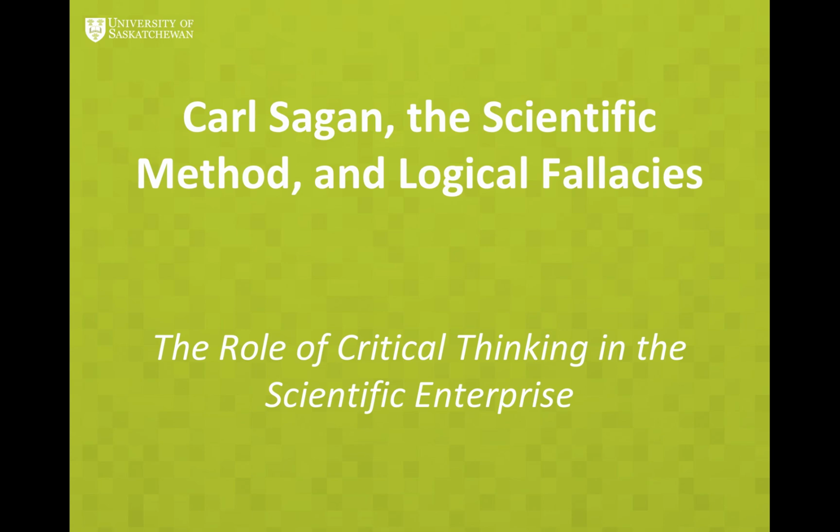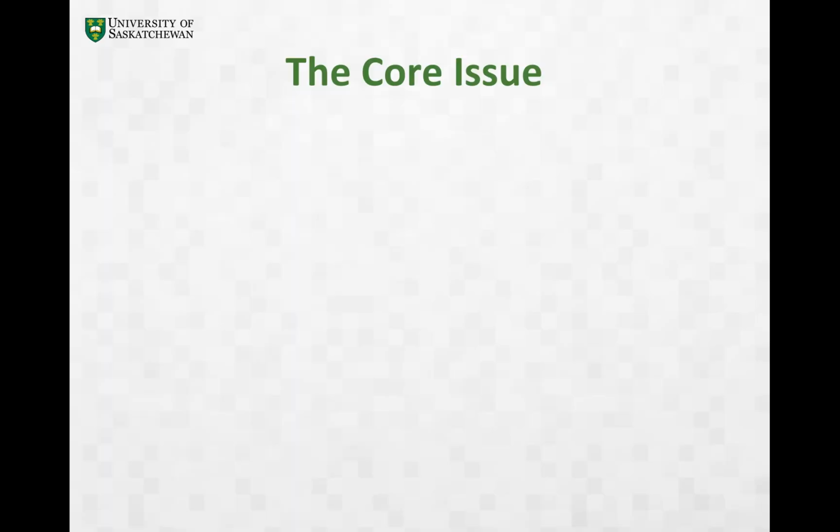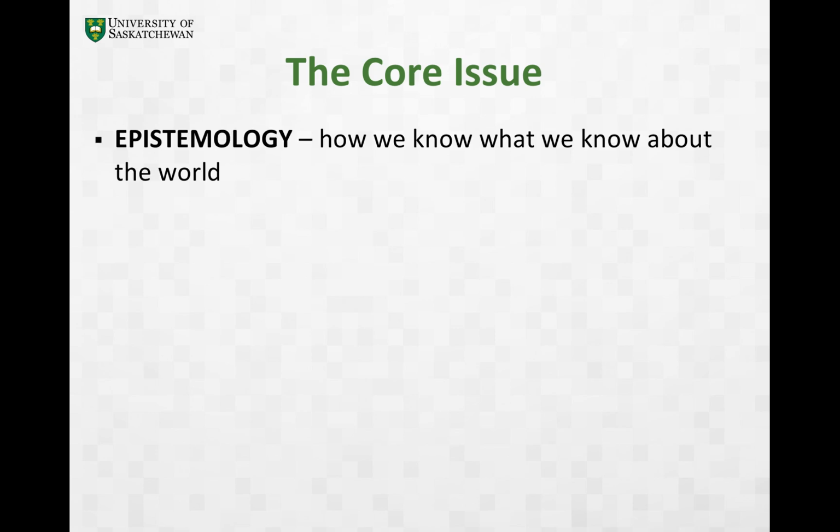I want to just take a few minutes to talk a little bit about the Carl Sagan reading, a little bit about the scientific method and logical fallacies. Now, here really is kind of the core issue. When we think about research method and design, and we think about psychology as a science, and we think about statistics, we need to think about the core issue of epistemology. And when I say that, what I mean is how we know what we know about the world.